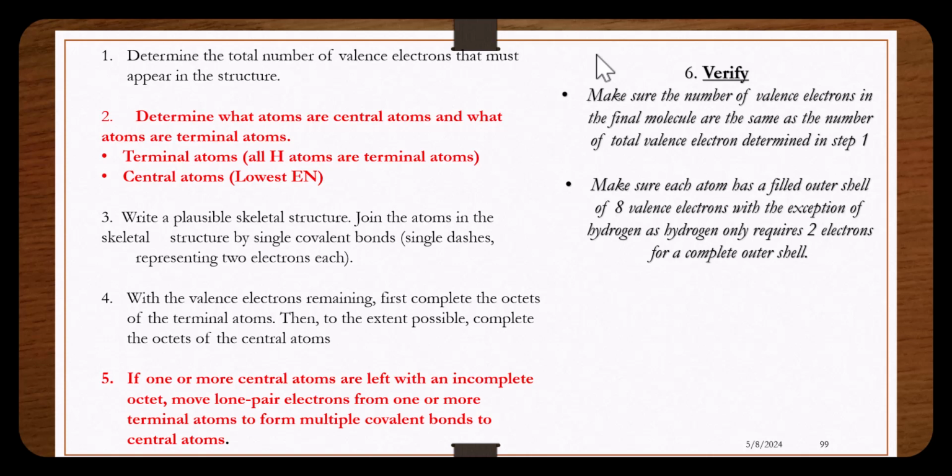In step 3, we write a plausible skeletal structure. We join the atoms in the skeletal structure by a single covalent bond, or a dash. The single bond in between the atoms, or the dash, represents 2 electrons.